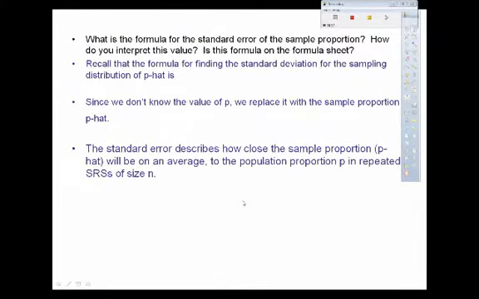The standard error describes how close the sample proportion p hat will be on average to the population proportion p in repeated simple random samples of size n. And the formula for standard deviation is on the formula sheet. You'll just have to know when to use p hat. And more than likely, that's all you'll have is p hat, and so you'll know to put it in there.